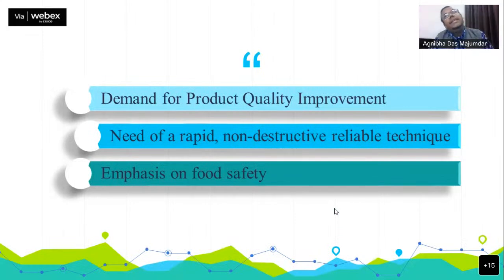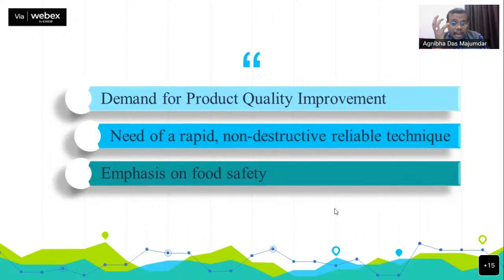So basically, IR spectroscopy has many plus points, many advantages, that it can fulfill the demand of improving any product's quality. We can check the quality of any food product in a fraction of a second, in a very short time, with this instrument, IR spectroscopy. And we can easily improve that product after the robust checking of that food product with the help of IR spectroscopy.